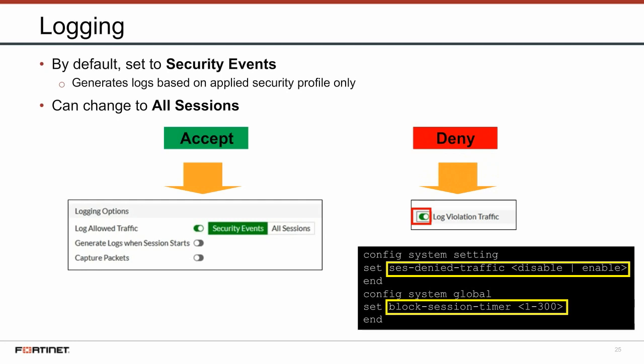This option is in the CLI and is called ses-denied-traffic. You can also set the duration for block sessions. This determines how long a session will be kept in the session table by setting block-session-timer in the CLI. By default, it is set to 30 seconds. If the GUI option Generate Logs When Session Starts is not displayed, this means that your FortiGate device does not have internal storage. This option is in the CLI regardless of internal storage and is called set log-traffic-start enable.